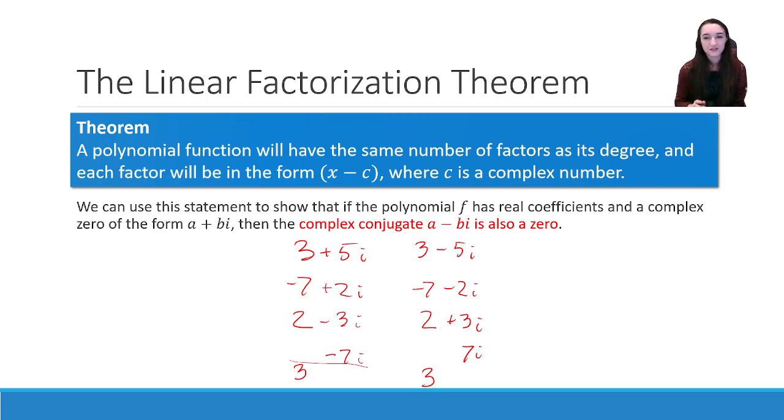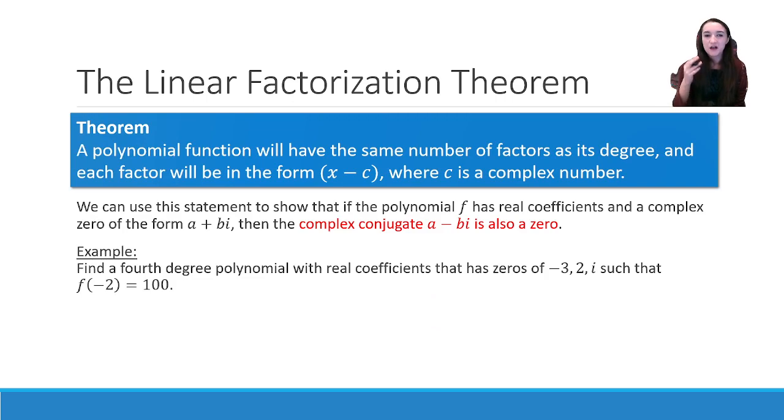So let's apply this, though, to a kind of complicated problem. But we're going to use this fact to make it a bit simpler. Find a 4th degree polynomial with real coefficients that has zeros of negative 3, 2, and i, such that f of negative 2 equals 100. Alright, so this is a pretty long problem to do.